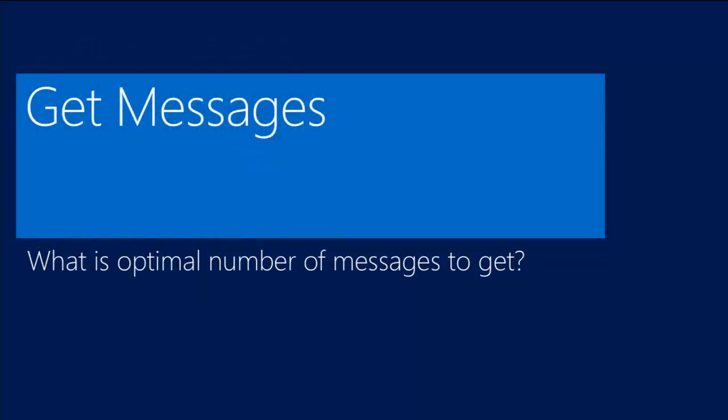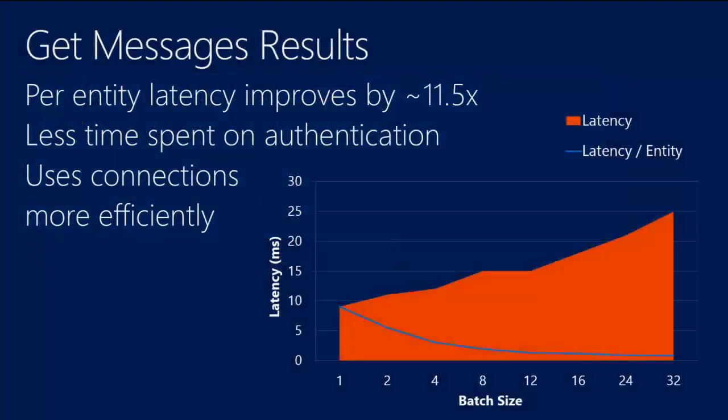So, get messages. What's the optimal number of messages to get? For time's sake, I'm just going to show you the results. Entity latency improves by almost 12x. So you can see there, when I do just a single get, I'm just under 10, say 8 milliseconds. As I do 32, I'm down to, say, close to 1 per entity.